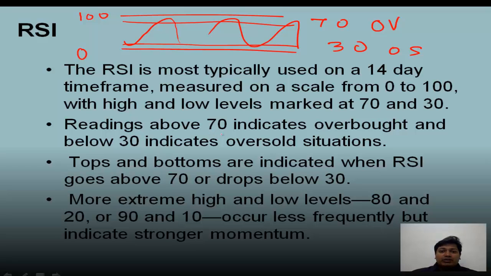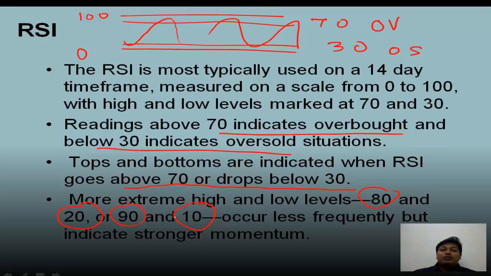The readings above 70 indicate overbought, like I told you, and below 30 indicate oversold situations. The tops and bottoms are indicated when RSI goes above 70 or drops below 30. The more extreme high and low values, 80 and 20 or 90 and 10, occur less frequently but indicate stronger momentum. It's very rare for you to look at values of RSI at 90 or 10, but it does happen. Also at 80 and 20, but it does happen.